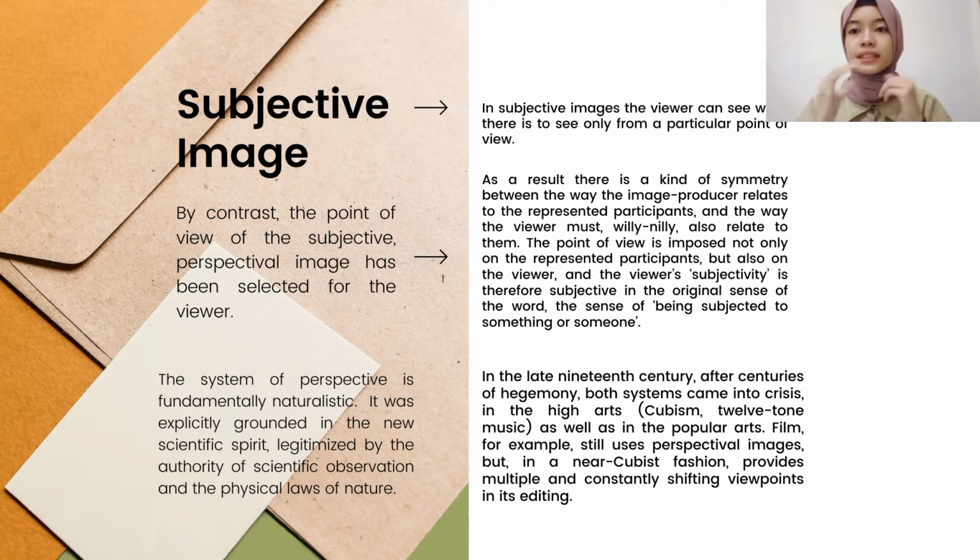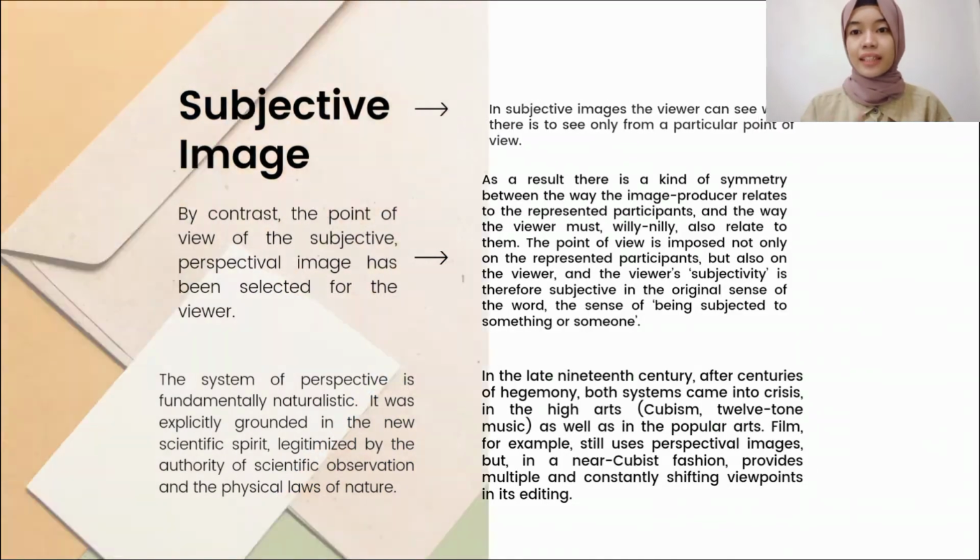In the late 19th century, after centuries of hegemony, both systems came into crisis. In the high arts, as well as the popular arts, films, for example, still use perspectival image, but in a near cubist fashion, providing multiple and constantly shifting viewpoints in its editing.